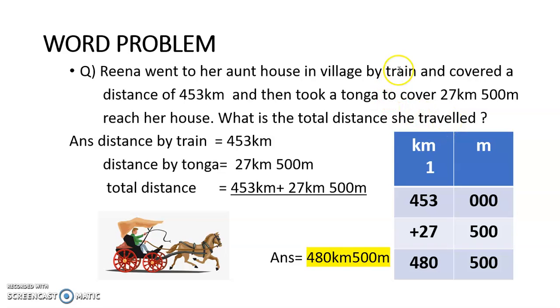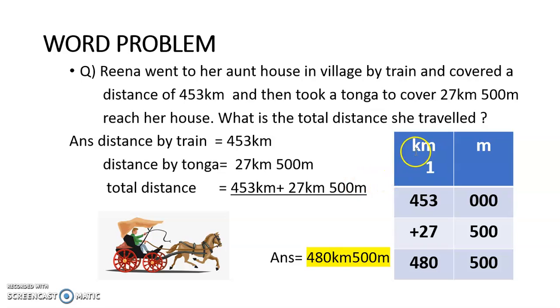So she has used train and tonga, two different modes of communication, to cover the total distance. That means total distance can be found by adding these two measurements. Now let us write. Again we can take the sentence statements from the question itself. Distance by train is 453 kilometers and no measurement of meter is given. Distance by tonga is 27 kilometers, 500 meters. And total distance that she covered by train and tonga together can be found by adding these two measurements.